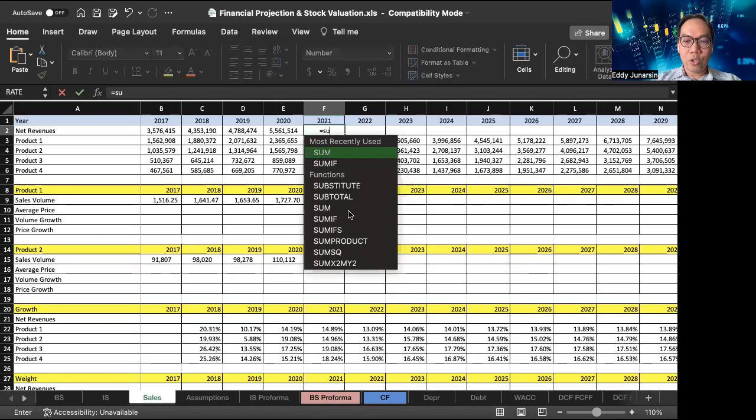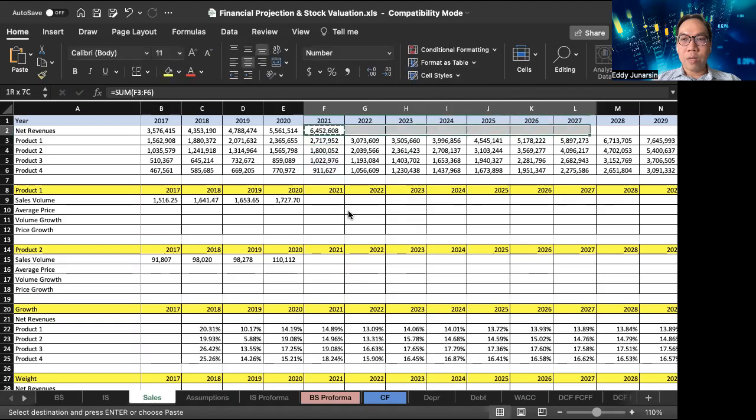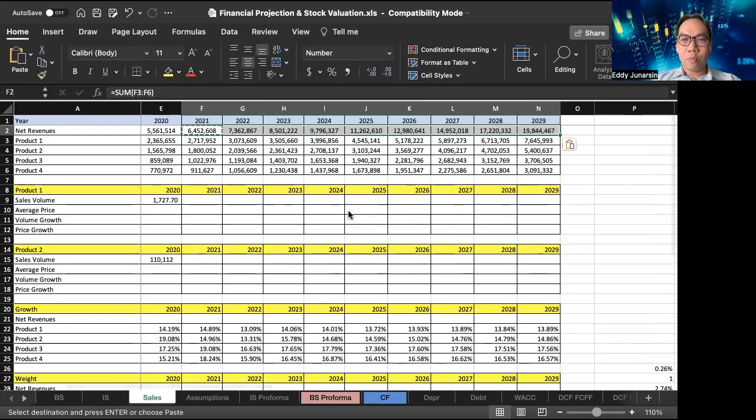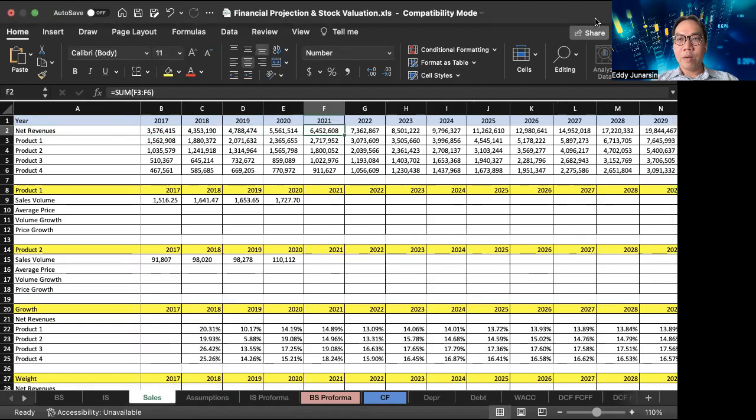Then net revenues should be the sum of all the products here. Right, so same thing here, just copying and pasting. Okay, so essentially we just got the sales estimate, right? One of the key estimates for all of our analysis here, because the first item to project is always the revenues.